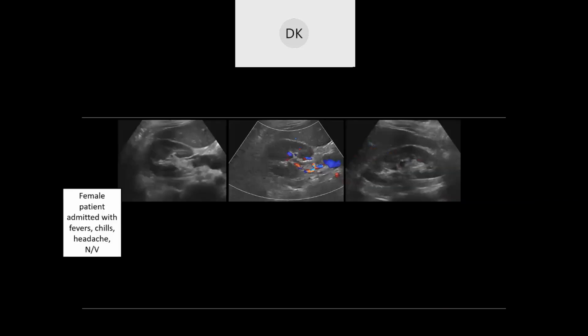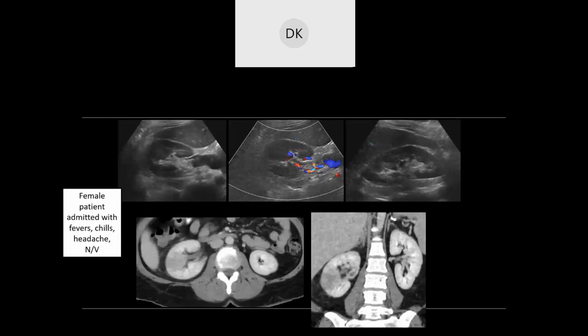So here's an example. This is a female patient with a history of fever, chills, headache, and nausea and vomiting. So a classic history for pyelonephritis. But on this ultrasound, we don't really see much going on. The kidney looks pretty normal, that right kidney. However, when we look at the CT scan, you can see that the right kidney here has this ill-defined hypodensity there in the interpolar region. There it is there on the coronal image. You can see there's also some urothelial thickening here in the right renal pelvis. So there is right pyelonephritis.